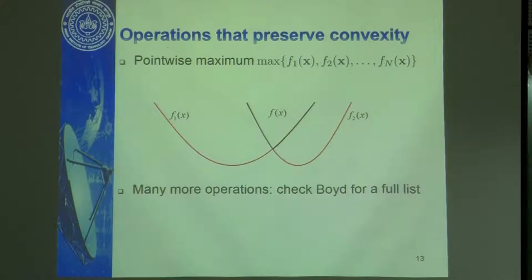Pointwise maximum is also a convex function. What I mean to say is that at every point you take the maximum of two functions, and that resulting function will also be convex. For example, here I drew two convex functions, and at every point I took the maximum, which is this black one, and interestingly that is also convex. There are many operations, many mathematical tricks that you need to remember if you want to check whether something is convex or not.